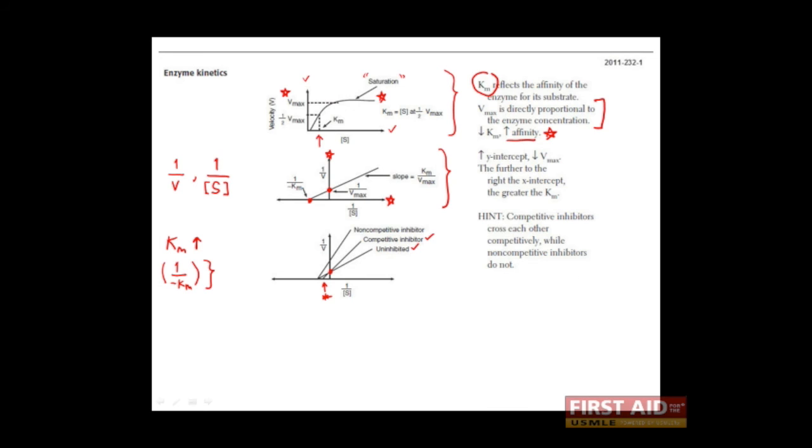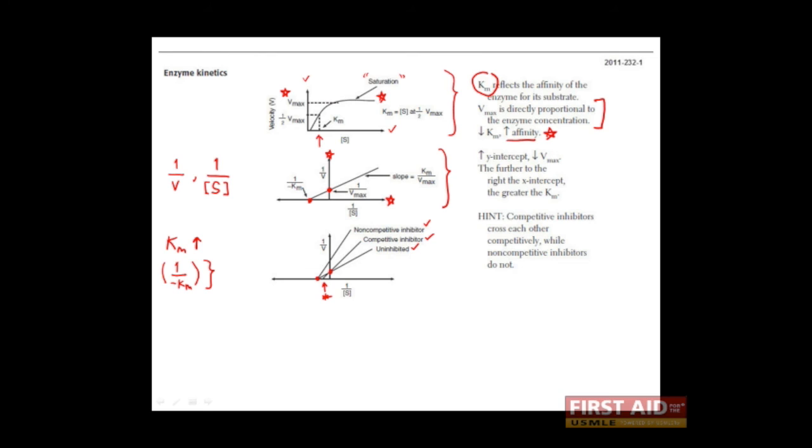zero. In contrast with competitive inhibitors, non-competitive inhibitors bind to enzymes and inhibit the conversion of substrate to product by latching onto the enzyme at a place which is different from the enzyme's active site. Notice that the y-intercept is unaffected. That's because substrate can still bind to the enzyme in the active site.